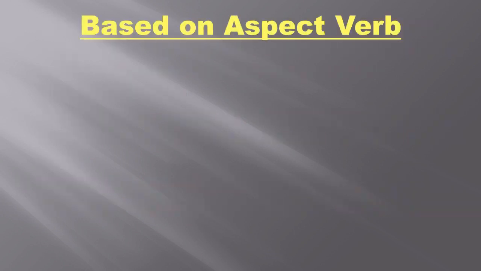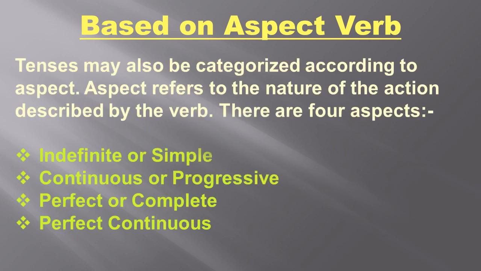Based on aspect of the verb, tenses may also be categorized according to aspect. Now, what is aspect? Aspect refers to the nature of the action described by the verb. There are four aspects: indefinite or simple, continuous or progressive, perfect or complete, and perfect continuous.